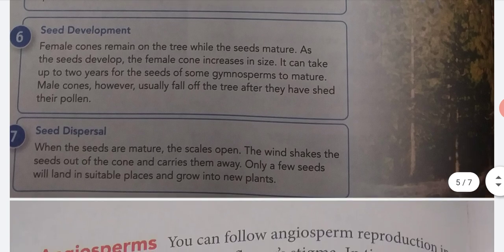Seed development. Female cones remain on the tree while the seeds mature. As the seeds develop, the female cone increases in size. It can take up to 2 years for the seeds of some gymnosperms to mature. Male cones, however, usually fall off the tree after they have shed their pollen.